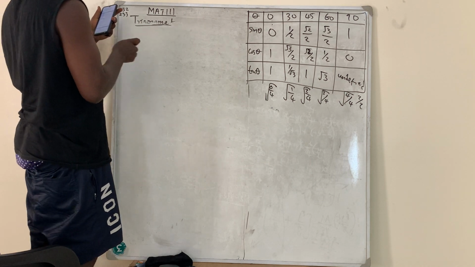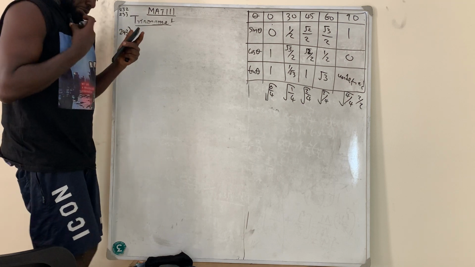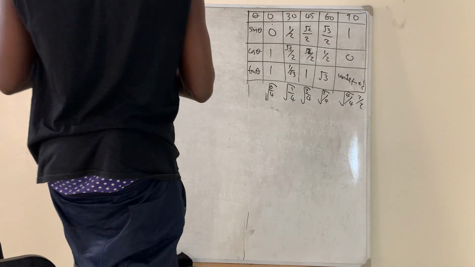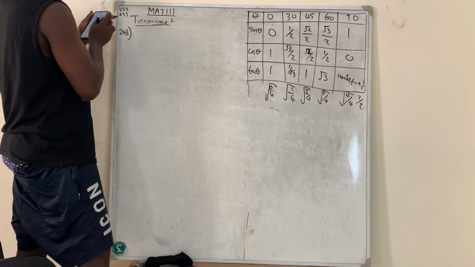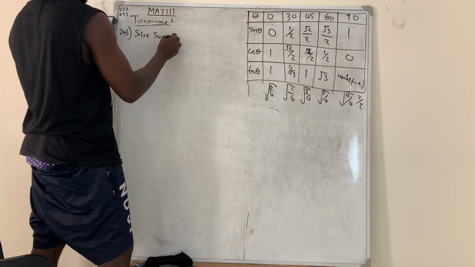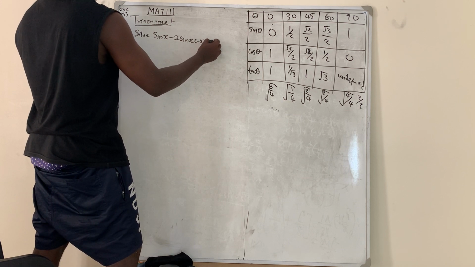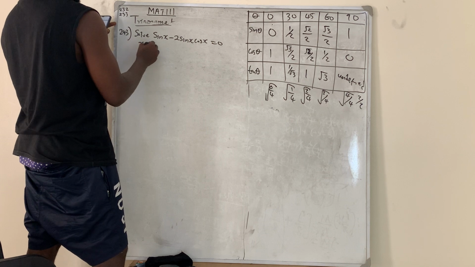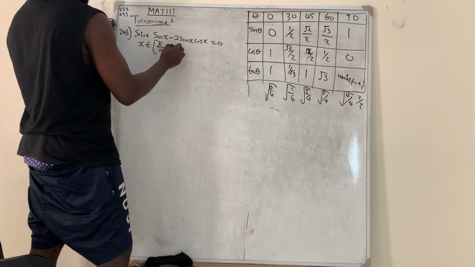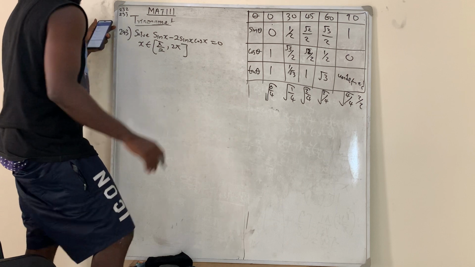So the next question here said, question 243. Okay, so I have that they say solve sine x minus 2 sine x cos x is equal to 0. And they say that x lies between pi over 2 and 2 pi. All right.